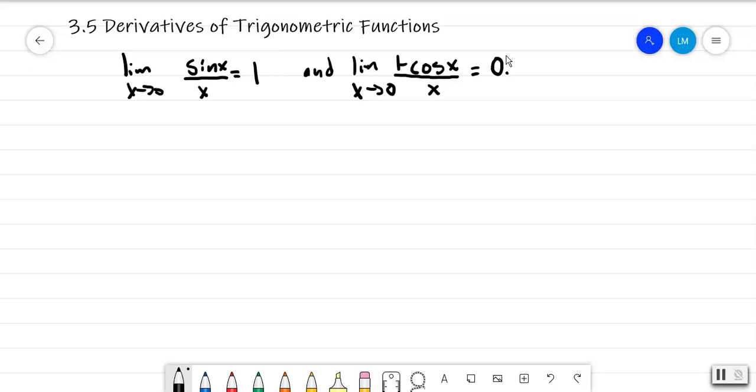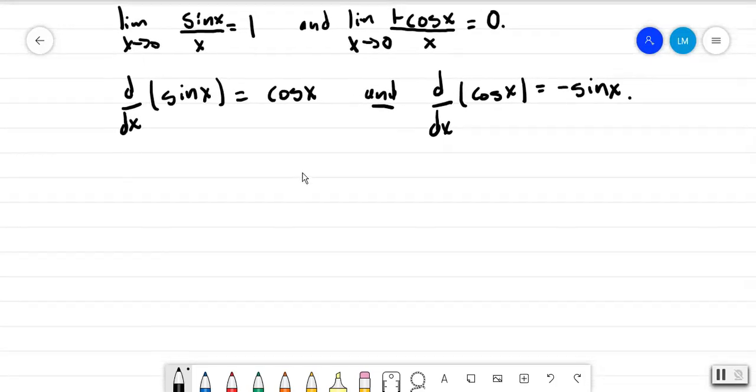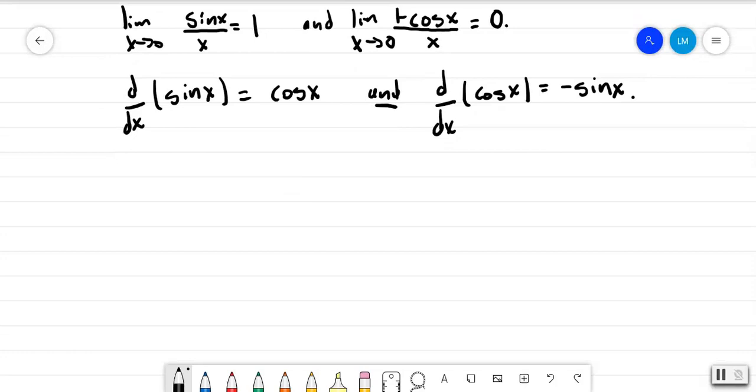Now we're going to need these in order to verify that the derivative of sine of x is equal to cosine of x, and that the derivative of cosine of x is equal to minus sine of x. Now, what we can do here is just work with these a little bit. So for example, let's say that we wanted to show the derivative for sine of x.